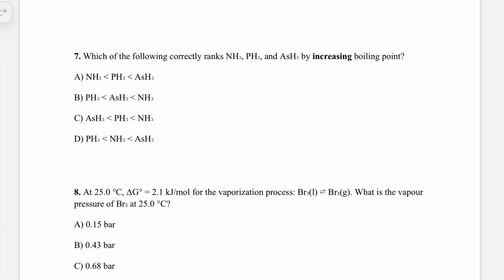PH3 and also AsH3, these ones don't have hydrogen bonding, so we have to look at which molecule is bigger and thus has the most London dispersion forces. So we look at size for both of these, and let's compare phosphorus and arsenic. Arsenic is larger, and therefore it will have stronger intermolecular forces than PH3.